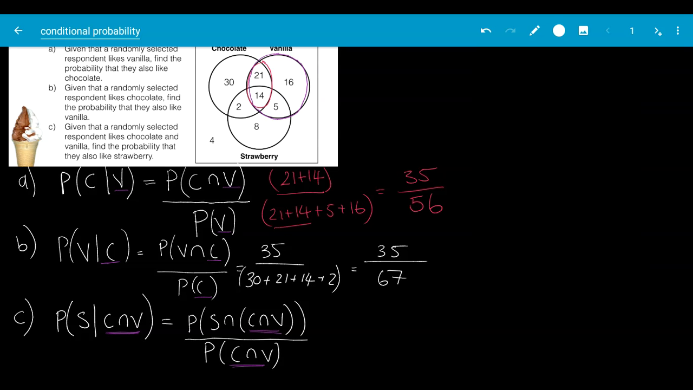So going back to this, the probability of getting that overlap. Let's have a look then. We've got 100 people and 14 people are in that overlap of all three. So that would be 14 over 100, all over, and then this one is the intersection of chocolate and vanilla. So the intersection of chocolate and vanilla is 35 over 100.